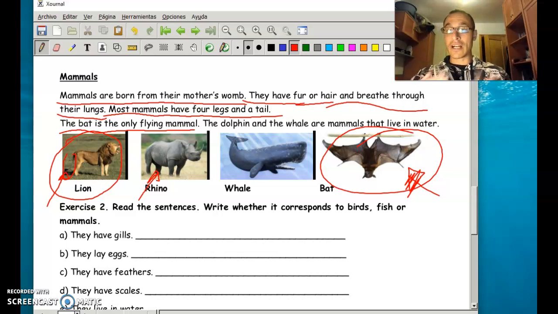But they also have lungs, right? And they've got fur. They don't have feathers. Bats don't have feathers. Okay? They've got fur, as you can see there.